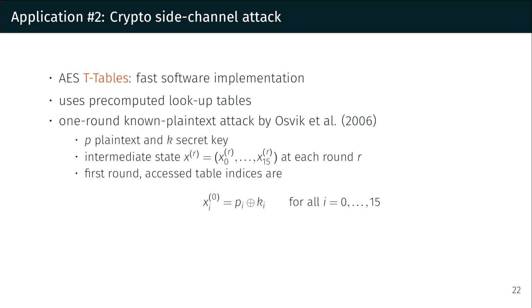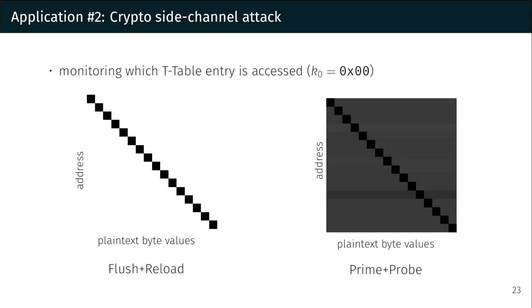So you have P, your plaintext, and K, your secret key. The AES algorithm computes an intermediate state at each round R. On the first round, the accessed table indices are just P XOR K. Now, it's a known plaintext attack. What that means is that if you can recover the accessed table indices, you've also managed to recover the key, because it's just a XOR. So that would be bad, right, if we could recover these accessed table indices. Well, we can, with cache attacks.